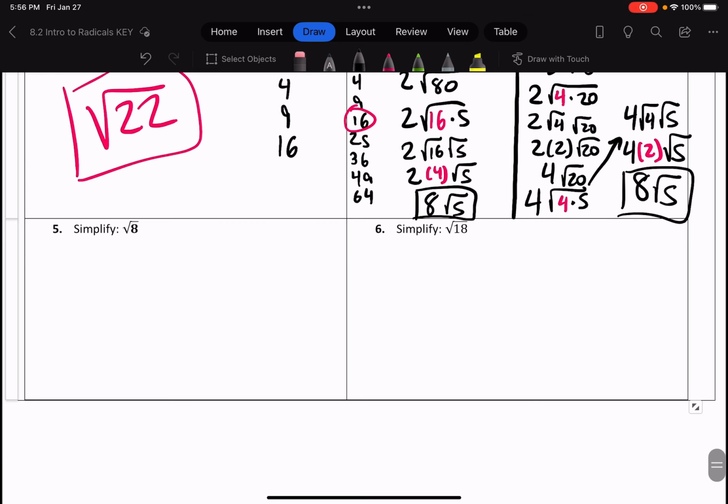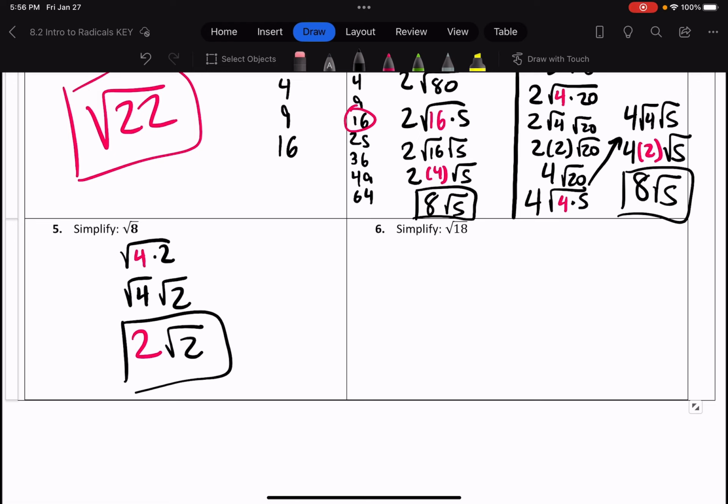What's funny, we're gonna do a similar idea here. We got the square root of 8. I know that the factors of 8 are 4 and 2. So I'm gonna go ahead and use that 4 times 2. And the square root of 4 is gonna simplify to 2 times the square root of 2. And that's our simplified version.